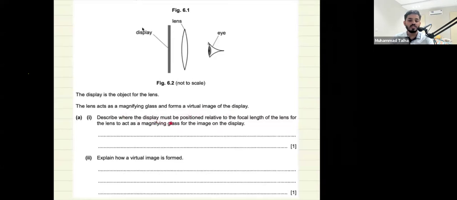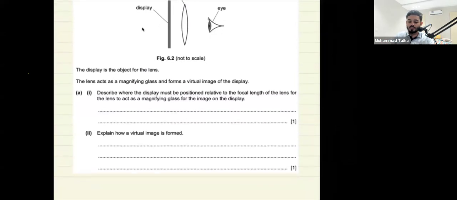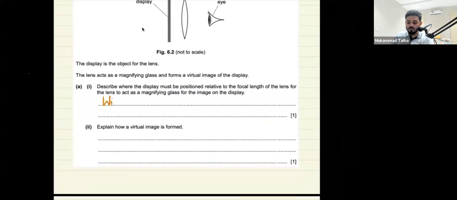Describe where the display must be positioned relative to the focal length of the lens for the lens to act as a magnifying glass. So you know that in that case, it must be between O and F, right? So it must be between the optical center and the principal focus. So it must be within the focal length.